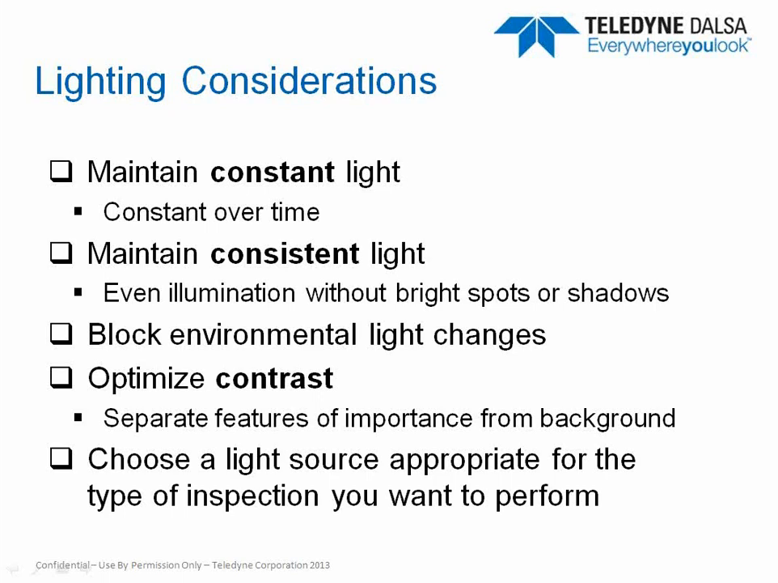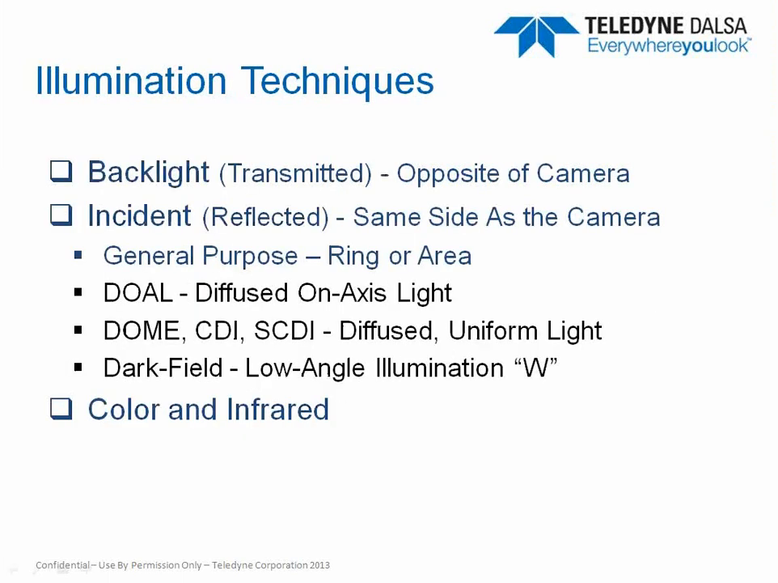Try to block the environment light changes as much as you can, but when you have this consistent light, it does a good job. Optimize contrast, as we mentioned in the beginning, trying to enhance the features that you're looking for to inspect, and then attenuate anything that you do not want to be part of the inspection. So again, choose the right light source to perform the best. As far as illumination techniques, you've got backlighting. Light transmits from opposite the camera, and whatever blocks it is seen.